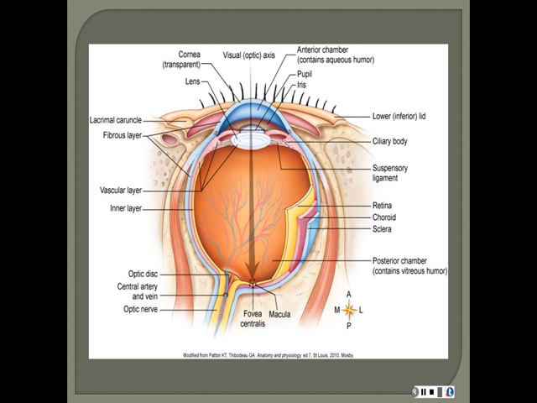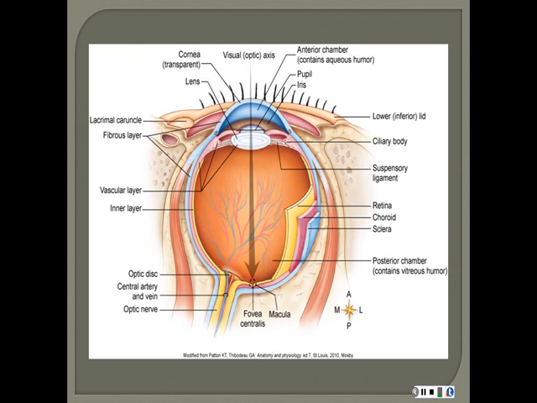The sclera is a tough fibrous tissue that covers the entire eyeball, and it helps to maintain the shape of the eye. The uvea is a fibrous tunic that's beneath the sclera. It includes the iris and the choroid and the ciliary body. The choroid contains the blood vessels that supply the eye. It also absorbs light. The iris is the colored part of the eye, and then the ciliary body is the structure that supports the ciliary muscles that control the curvature of the lens.